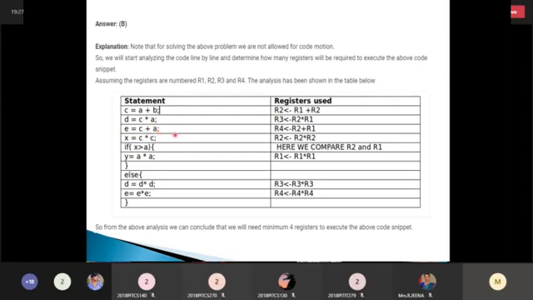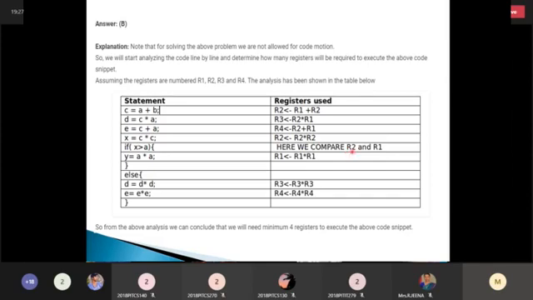Again, E equal to C plus A. So here, C represents R2. So R2 plus R1, I'm just storing in R4. So X equal to C into C. So R2 into R2, I'm just storing in R2.